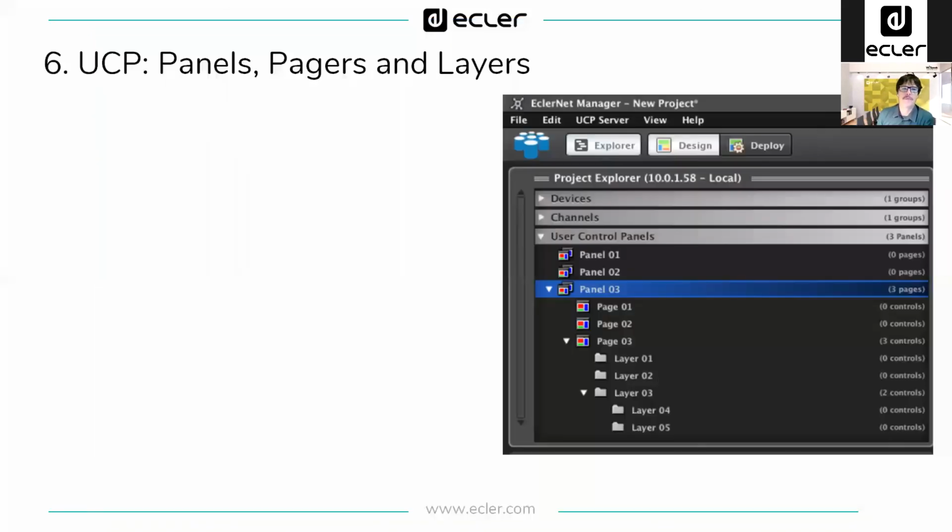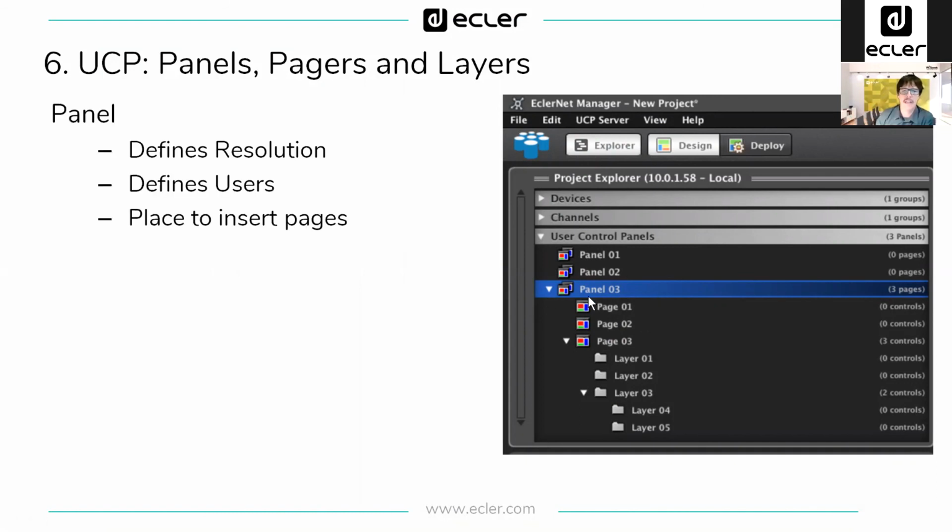Okay, so what do we have in a UCP? We have here UCP, user control panels. We have several panels, which usually one panel means one physical panel, and each panel has a properties menu where you define resolution, you define the users that can access that UCP, and it's the place where you insert pages, okay? Page number 1, 2, 3 in this case.